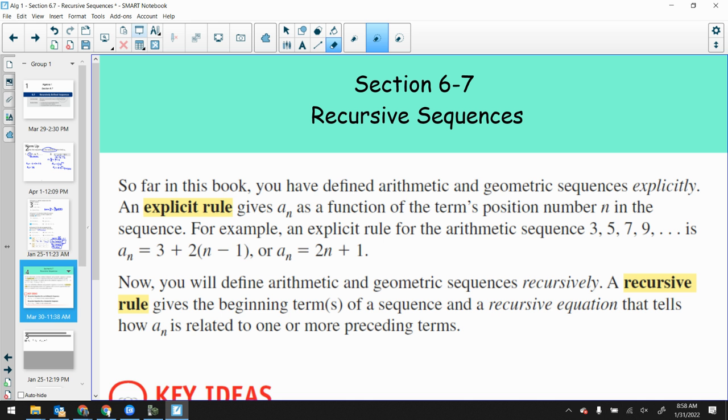Now, if it's a recursive, you can't do that. Recursive is a little bit more restrictive. The word recursive implies that I'm going to be looking directly in front of that term. So how do I get the 10th term? Well, you need the 9th term. If I need the 70th term, you need the 69th term. If I want the 412th term, I need the 411th term. That is what's called a recursive equation.